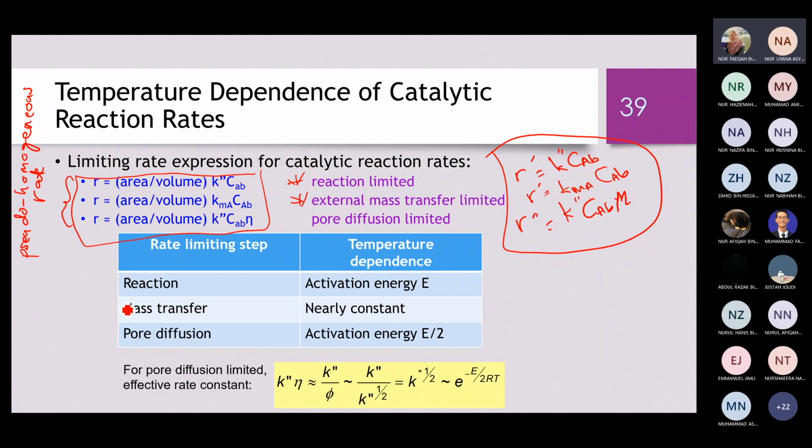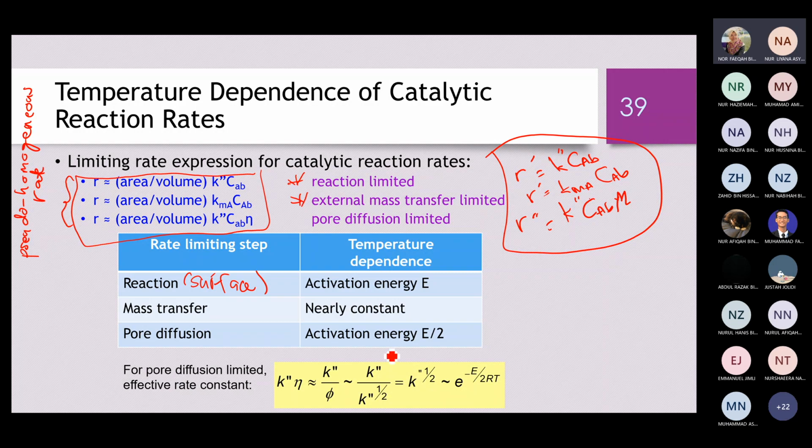Then we look at the rate limiting step and temperature dependence. When the reaction is surface reaction limited, the activation energy remains as E. When mass transfer is limited, the value of activation energy is nearly constant, and the temperature dependence is also nearly constant. For pore diffusion, the activation energy is half of the value of the surface reaction limited.